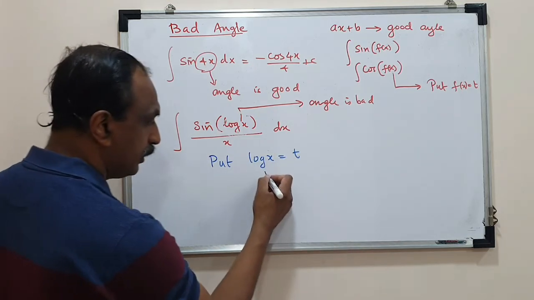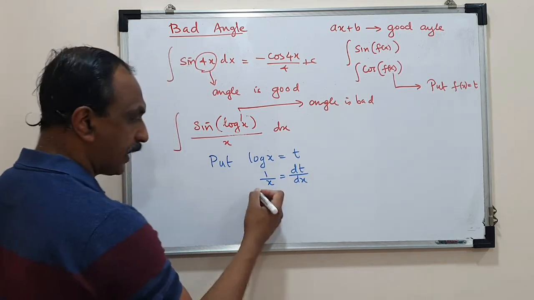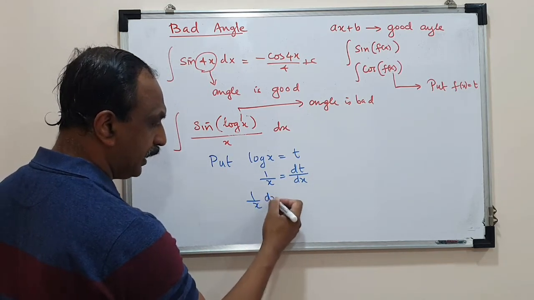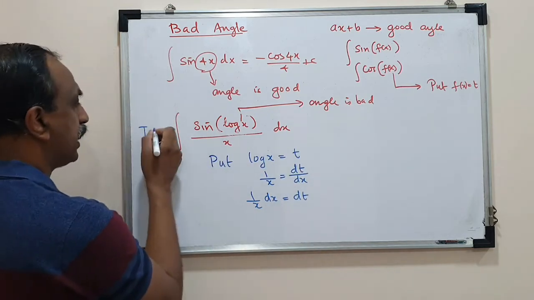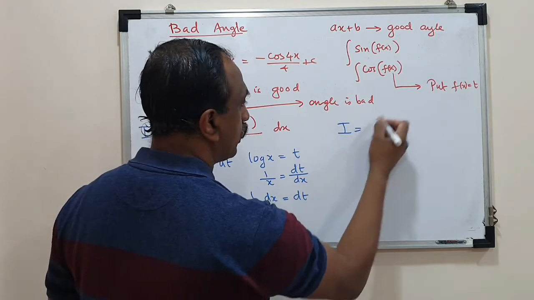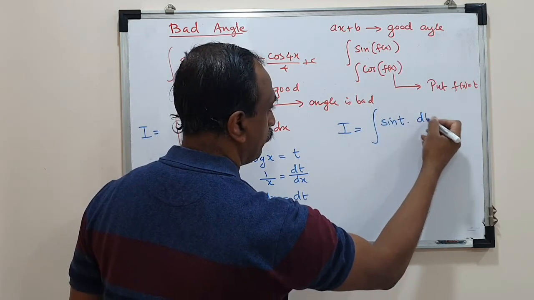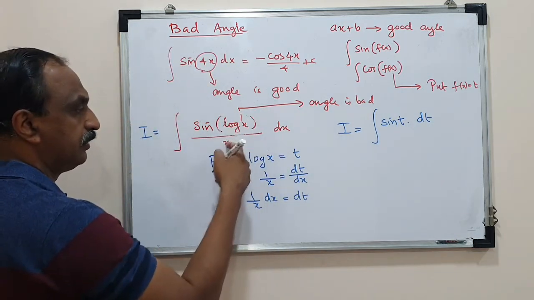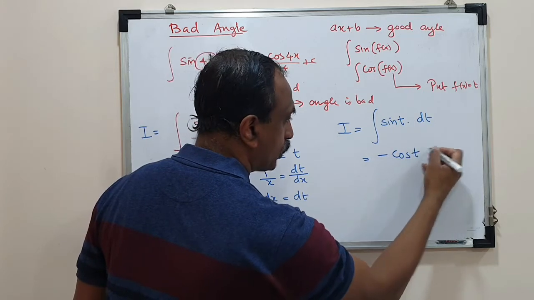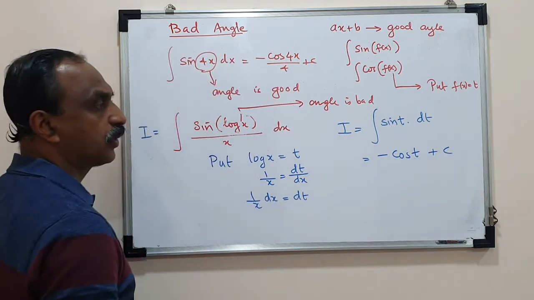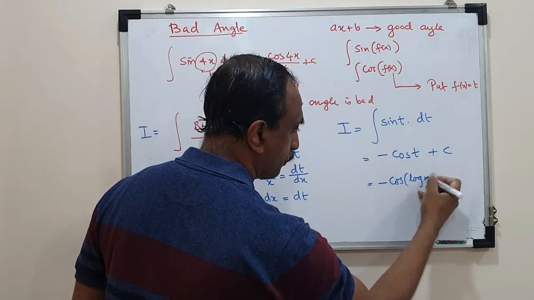Now differentiate it. 1 by x is dt by dx. So 1 by x dx equals dt. If this is I, then I is equal to the integral of sine t dt. This became t, and dx upon x became dt. Now I can integrate: minus cos t plus c. Now I can replace it: minus cos log x plus c.